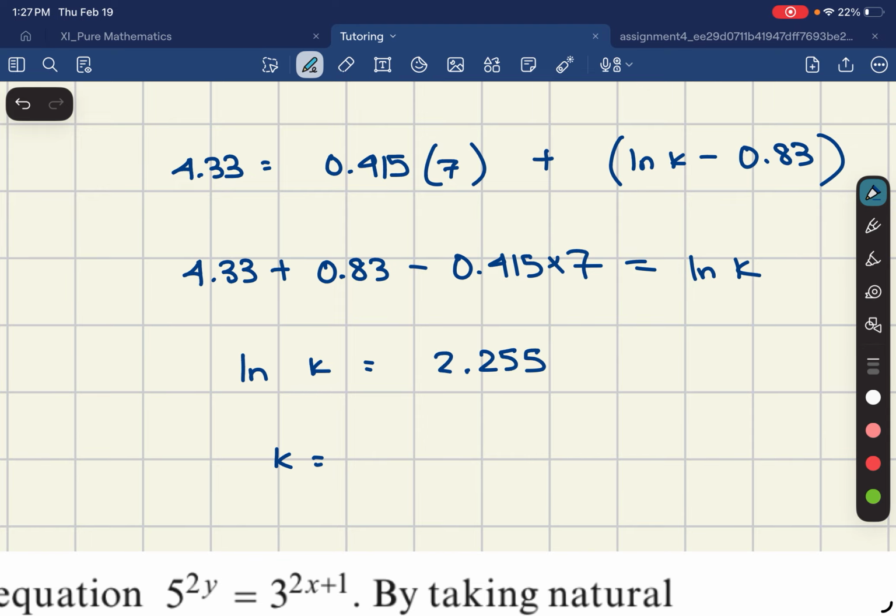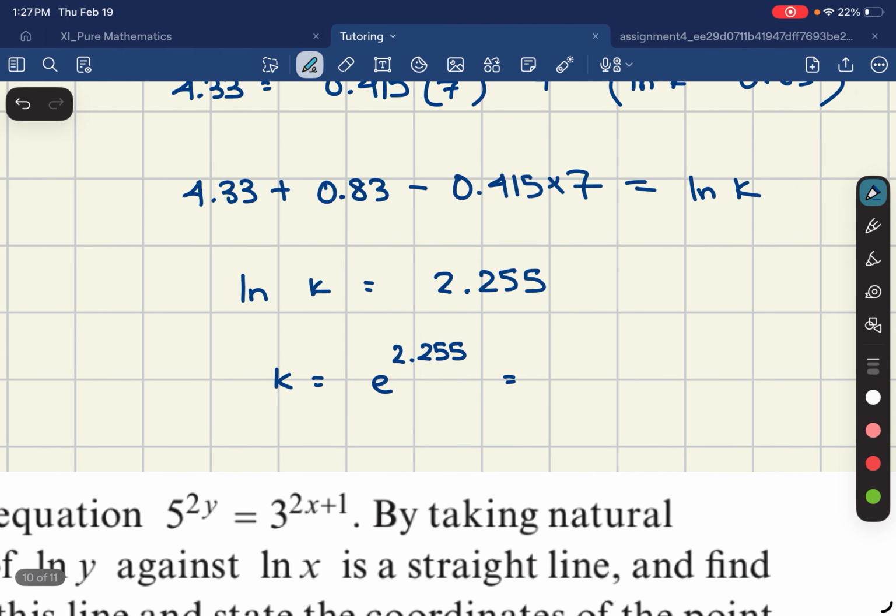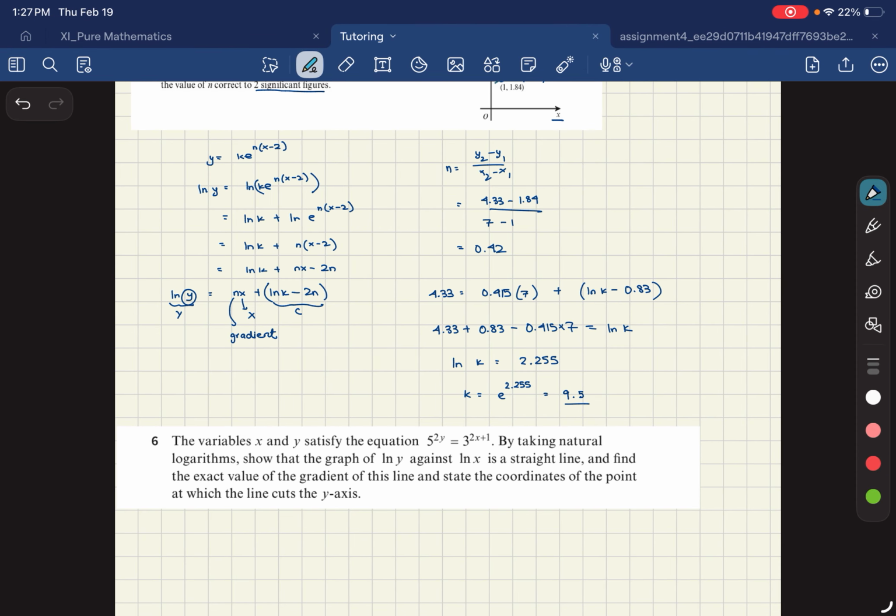And therefore k is going to be e to the power 2.255, which is equal to 9.53. And then to two significant figures, it's just going to be 9.5. So your answer for question 3 is 0.42 and 9.5.